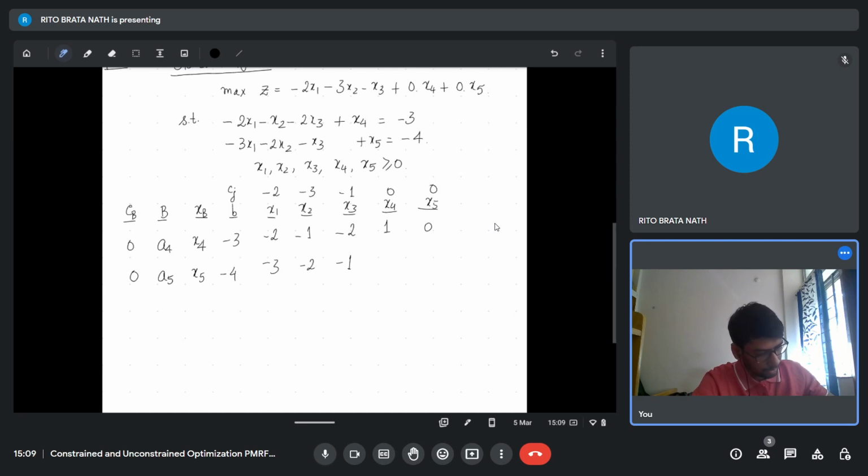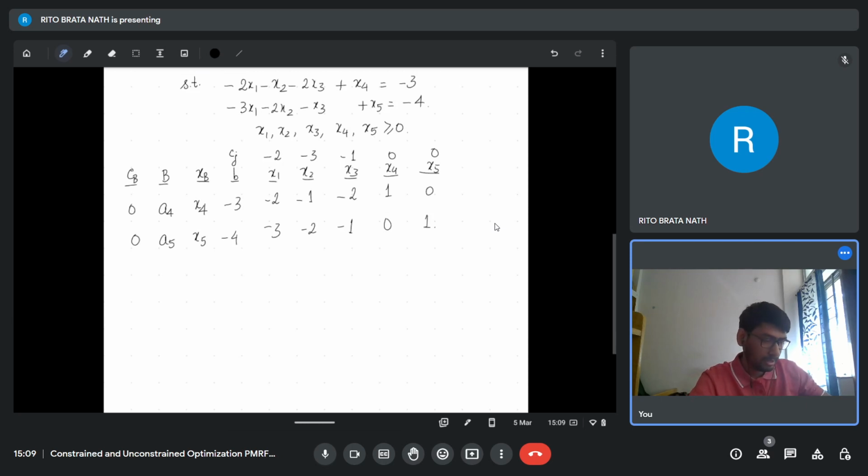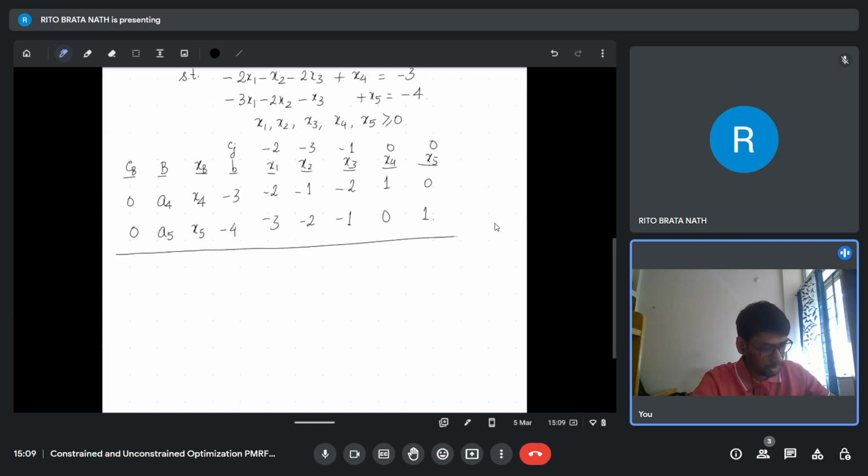So I'm filling this up. Now let's see how the Zj minus Cj looks like. So it will be 2, 3, 1, 0, 0. So you're good with the optimality criteria, but your feasibility criteria is not satisfied because x4 and x5 have taken negative values here. So now you can determine which one is the departing variable and which one is the entering variable.